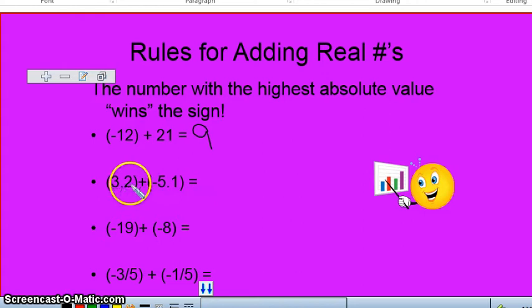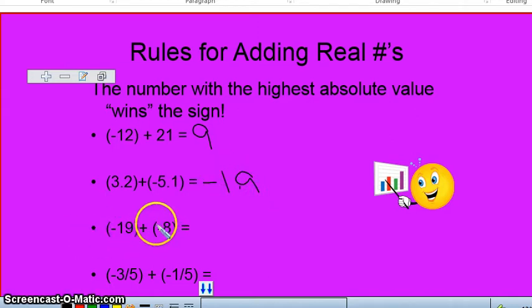Right here, 3.2 plus -5.1. Absolute value of this is 3.2. Absolute value of this is 5.1. So our answer is going to be negative. And -5.1 and 3.2 make 1.9, or -1.9.